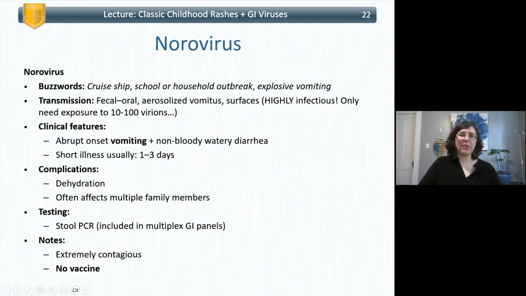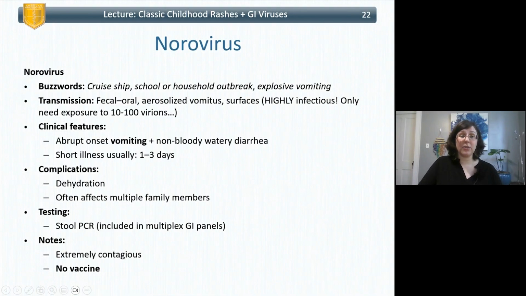All right, so let's move on to norovirus. Buzzwords for norovirus: cruise ship, school or household outbreak, and explosive vomiting. Norovirus is a highly infectious infection. You only need exposure to a handful of tiny little virions to get infected with norovirus. It is fecal oral, and it can also be transmitted via aerosolized vomitus. And yes, that is exactly what it sounds like.